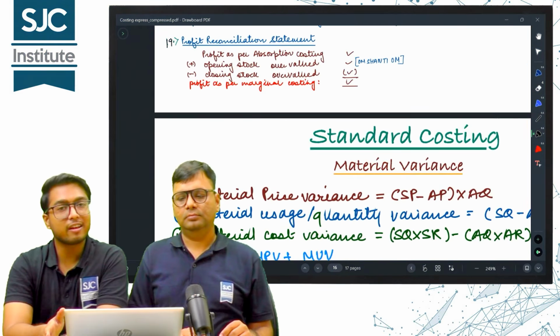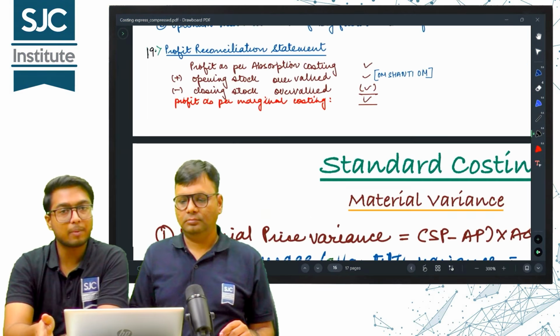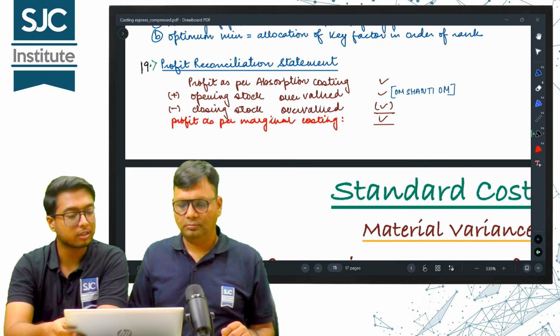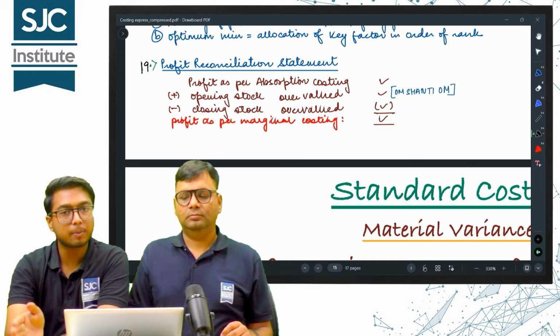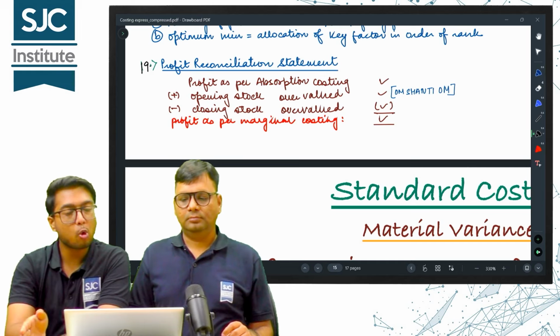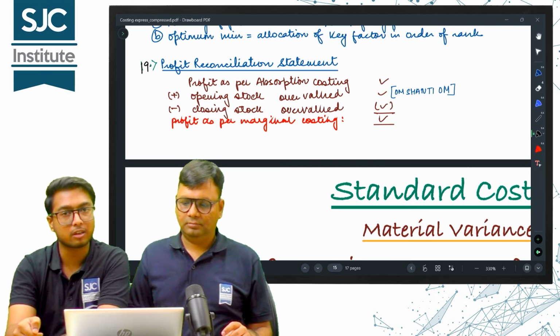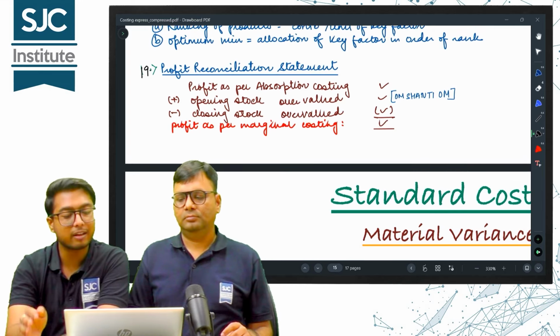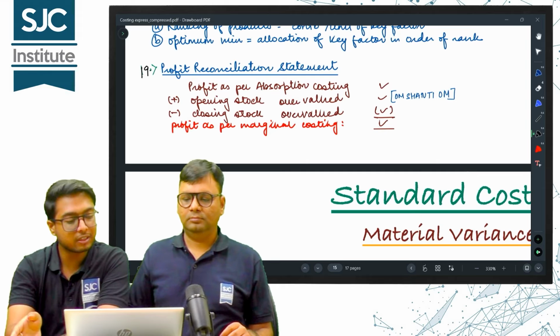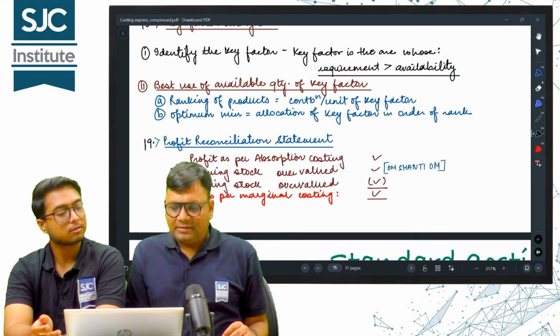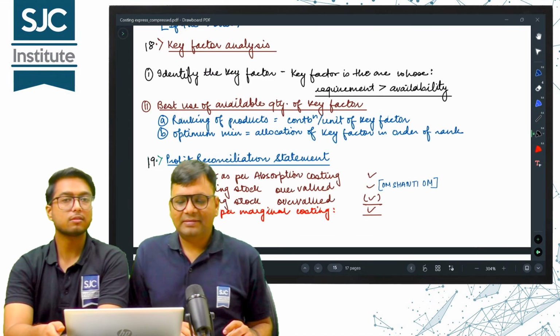The profit reconciliation statement. Here we reconcile the profit as per absorption costing with the profit as per marginal costing. First, we take profit as per absorption costing plus opening stock overvalued less closing stock overvalued. We get the profit as per marginal costing. Here you can remember a keyword, that is Om Shanti Om, which signifies opening stock overvalued. Very nice.